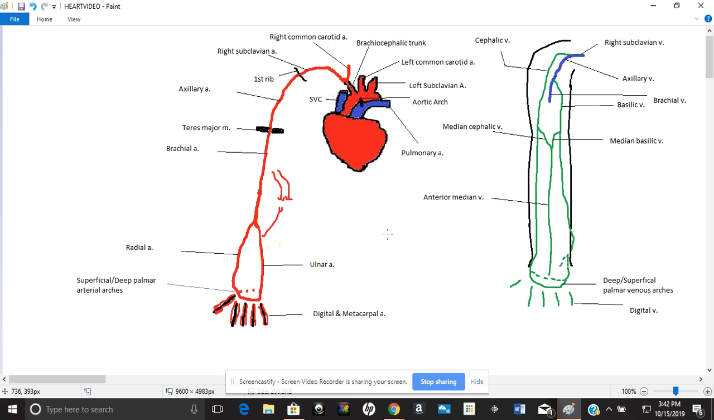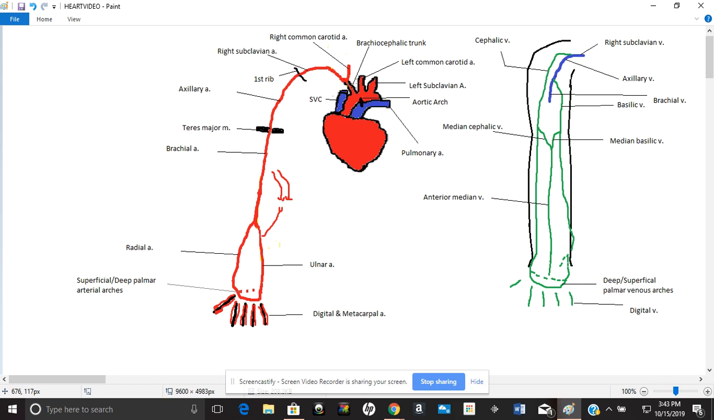So, firstly, blood is leaving the heart reoxygenated through arteries, and the difference between arteries and veins is that veins take blood to the heart, and arteries take it away from the heart and pump it to the rest of the body. So, starting here at the aortic arch, we're going to have a couple branches that are going to come off. So, firstly, we have the left subclavian artery, then we have the left common carotid artery.